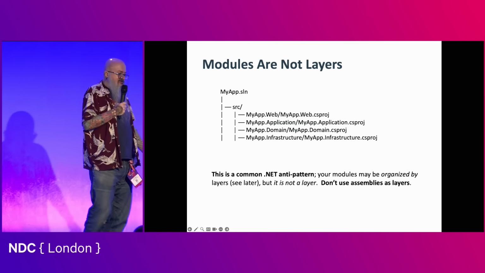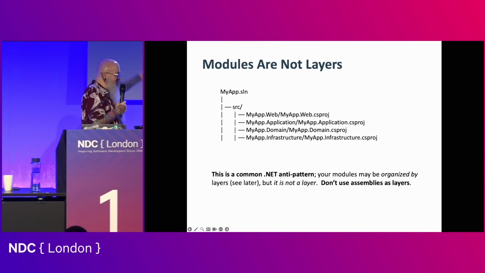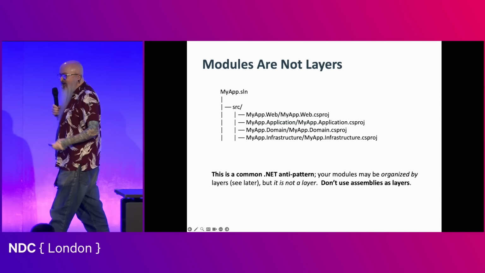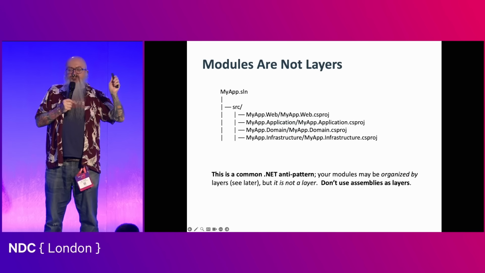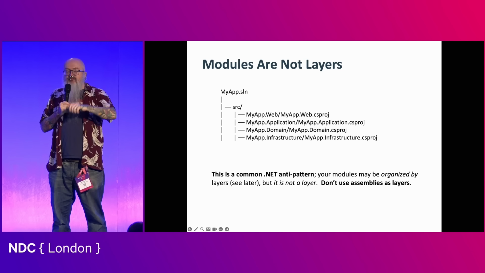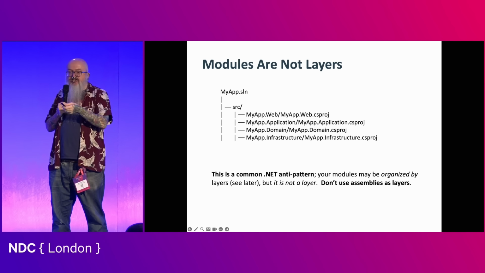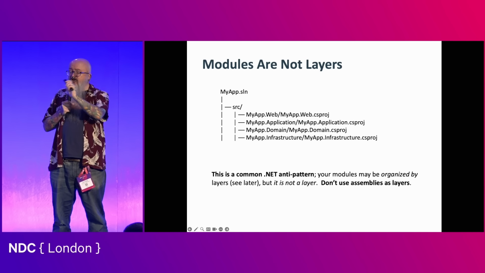Modules are not layers. Right, this is a common one. I know this is common because if you ask agents, they'll try and write this for you. What you've done is you've confused two things. You've confused an organizing structure for your modules, which are the layers, and modules themselves. Application, domain, and infrastructure is a classic layered architecture.